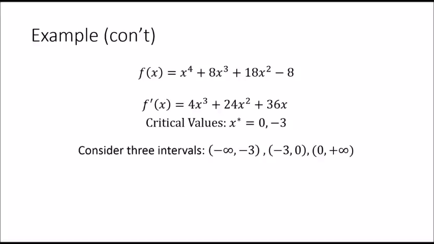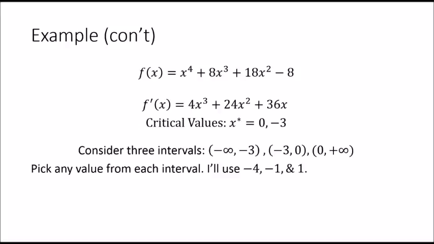I usually think of each interval separately. I'm going to pick a value from each of the intervals. I will pick the value that's going to be easiest for me to do the calculations with. I cannot pick an endpoint, so I have to pick something that is on the open interval. The easiest values for me to do calculations with are probably -4 for the first interval, -1 for the second interval, and 1 for the third interval.